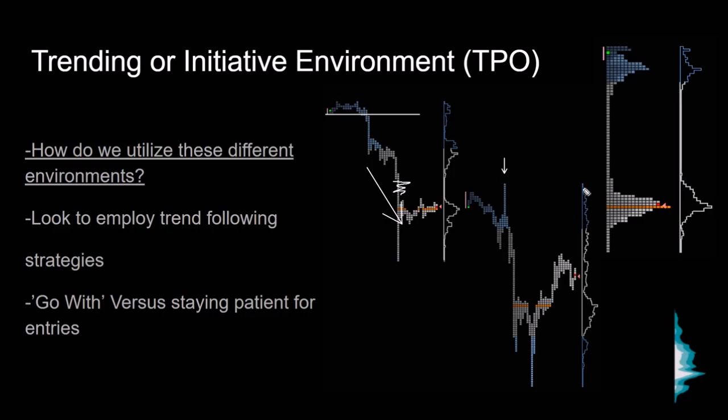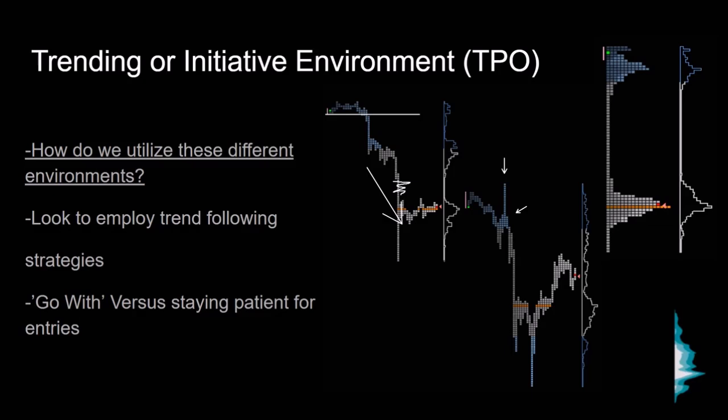And if you're not taking that short right there, as soon as that happens and it gets rejected, you want to be slamming the market right here, right? And this is where you're using your other low time frame context tools, your order flow, your MAs, any of that kind of stuff. And this is what we talk about when we say go with versus staying patient.